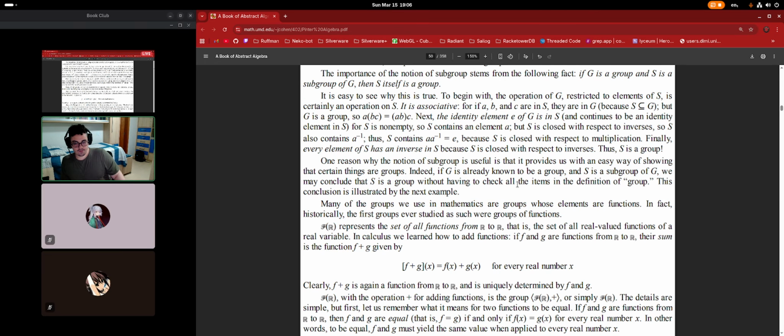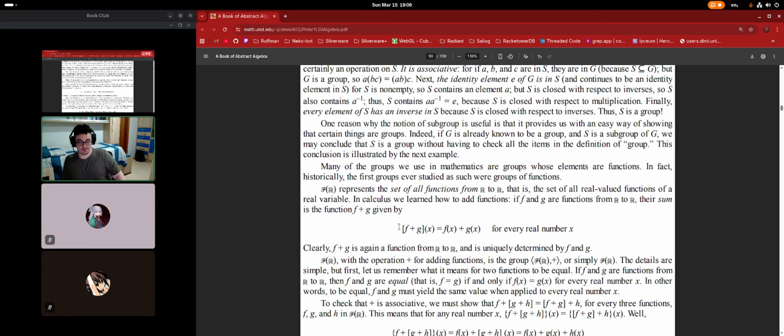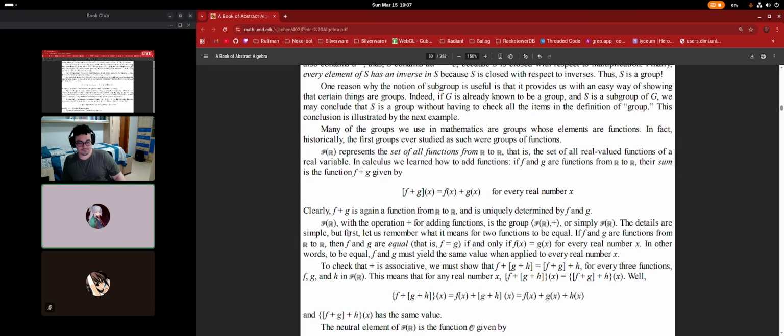And then we have a very cool example of functions, right? The set of all real valued functions of a real variable. And then you can try to make the notion of summing them up. What does it mean to sum functions? It means whatever we define that to mean.